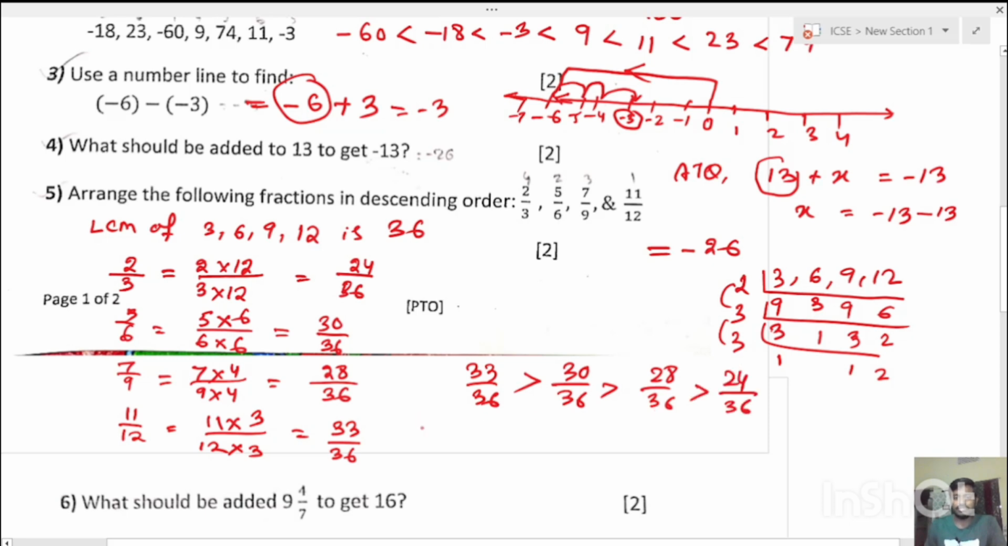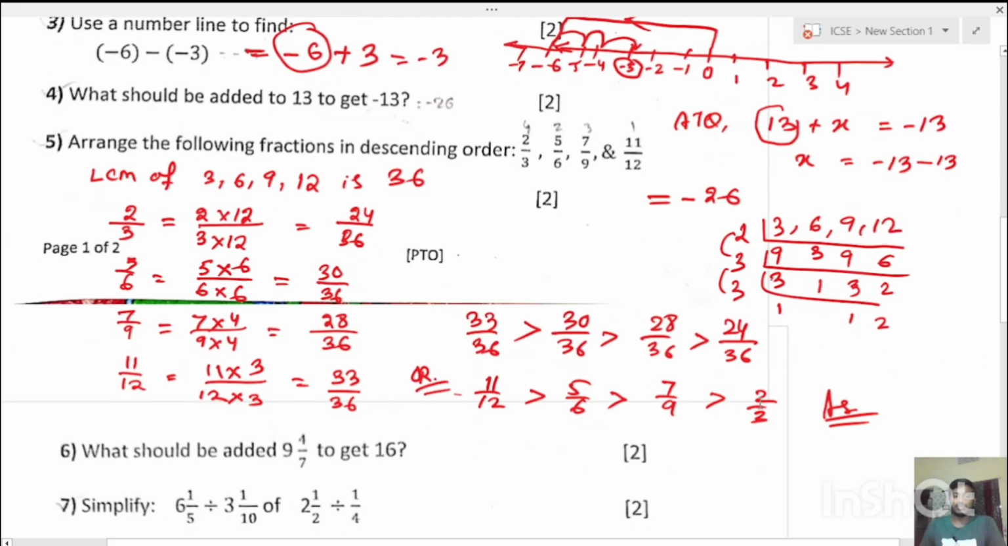Now write the original fractions. That is 33 by 36, we write 11 by 12. Then we write 30 by 36 in its place, that is 5 by 6. Then 7 by 9. Then 2 by 3. The answer is this. Understand?